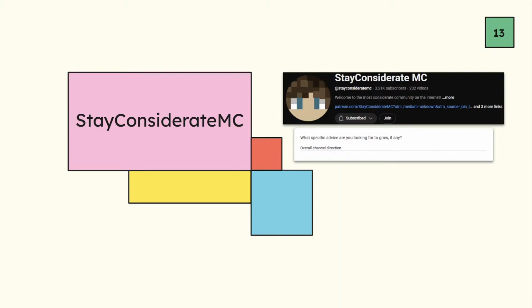And the first of the 5 channels that we will be reviewing today is Stay Considerate MC, who has 3.21k subscribers, 232 videos, and as you can see, we have "welcome to the most considerate community on the internet." Now, the advice that they're looking for today is just an overall channel direction.